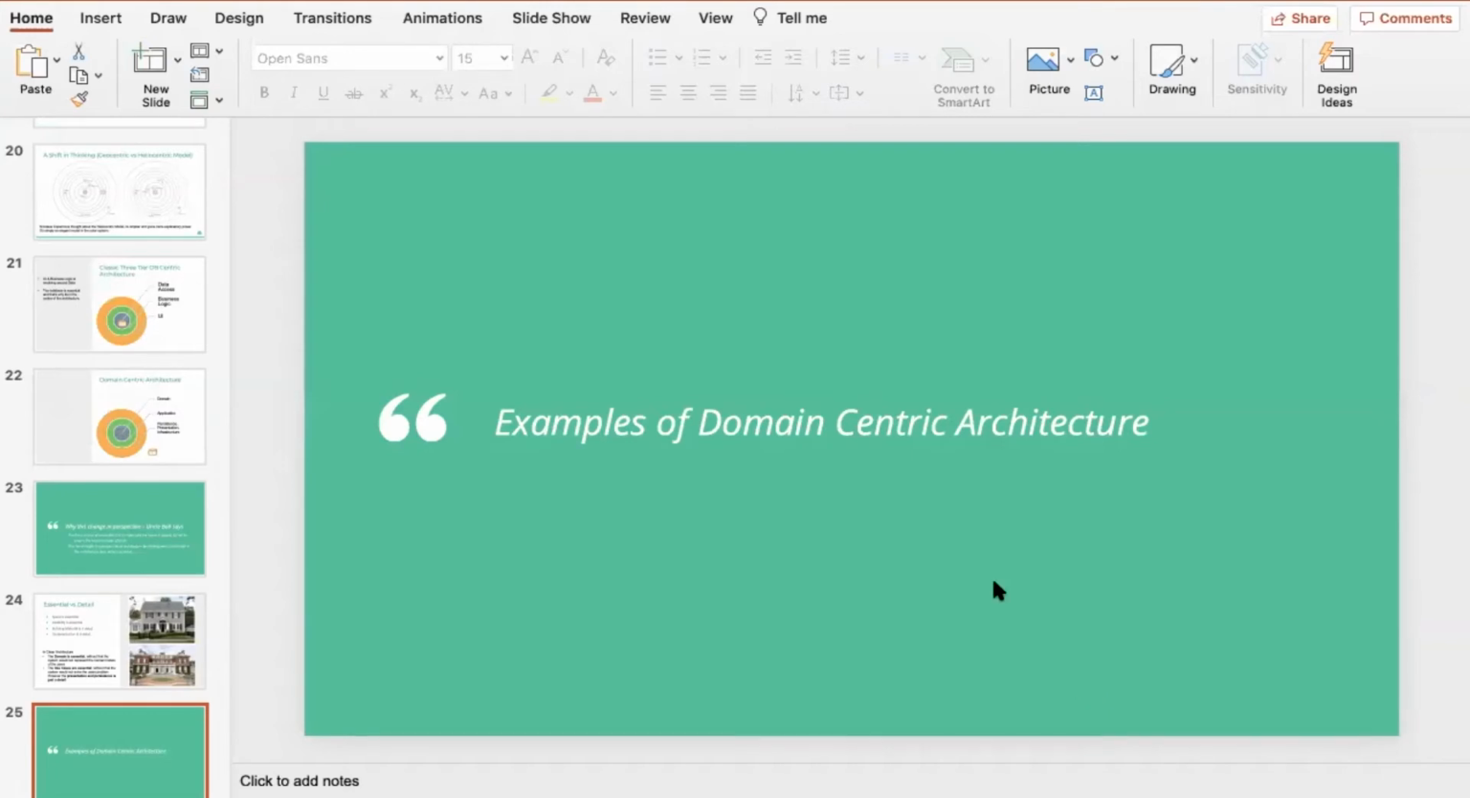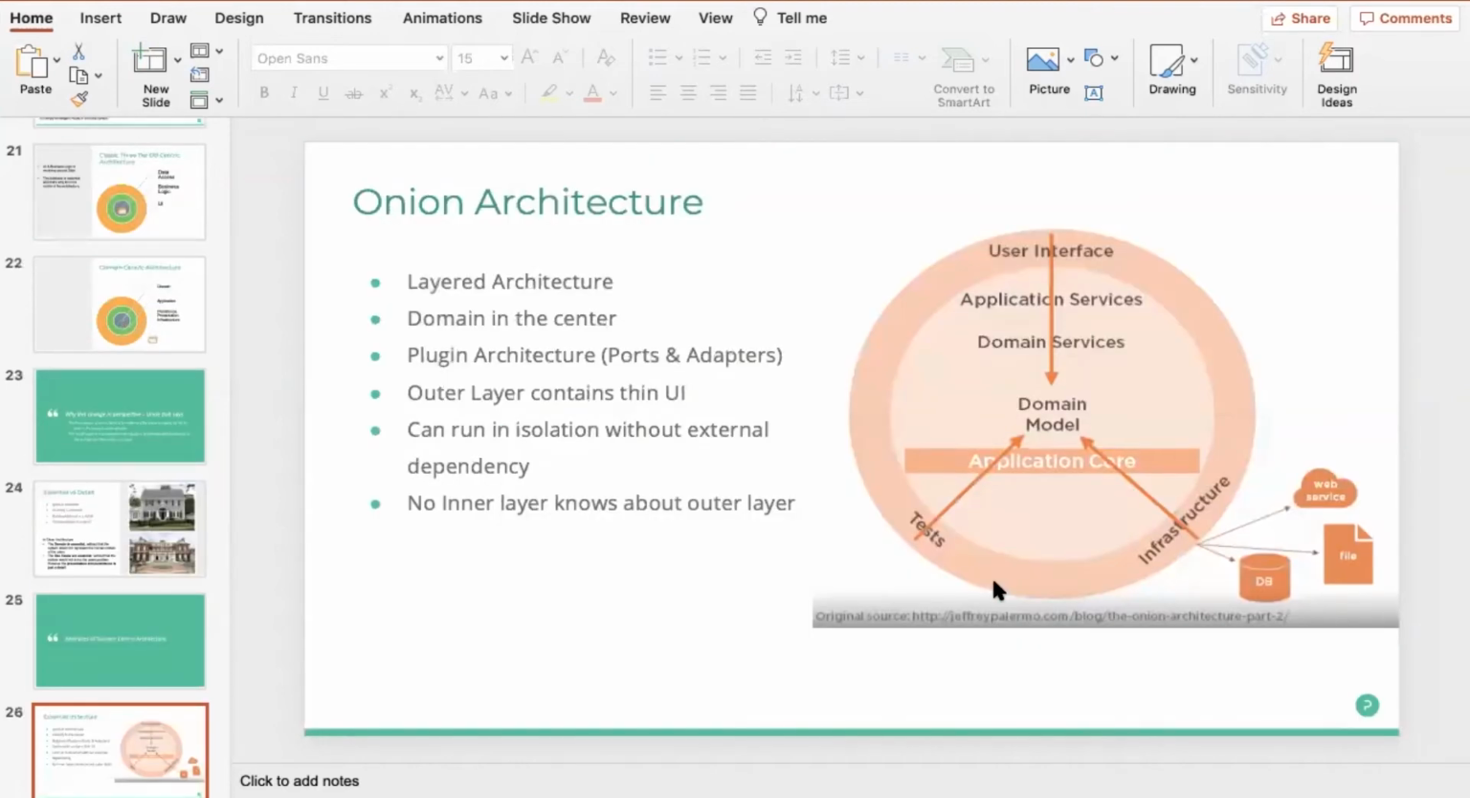So I'll move on. Let's look at some of the examples of domain-centric architecture that are available. One of the popular examples is the onion architecture. If you look at the onion architecture, it is a layered architecture, and the domain is in the center and surrounded by the domain services.